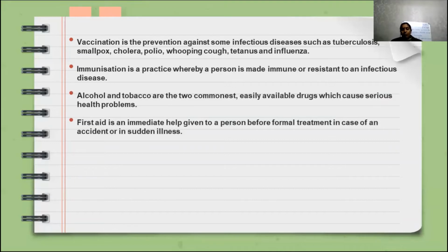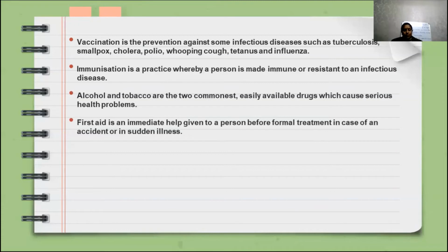Vaccine means a preventive measure. I repeat, a vaccine is a preventive measure that is given before the occurrence of a disease. Then the next word is vaccination. Vaccination means the practice of introducing a vaccine into the body. That's called vaccination.